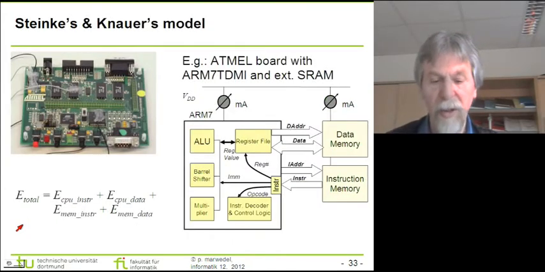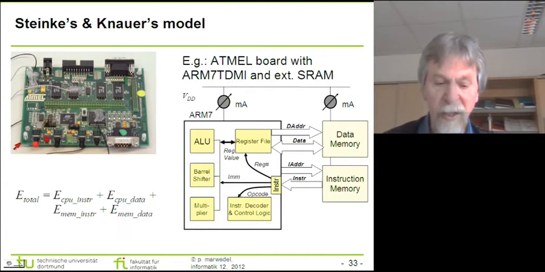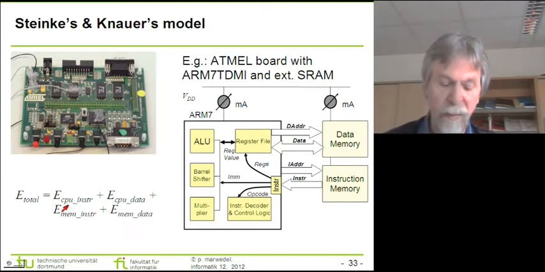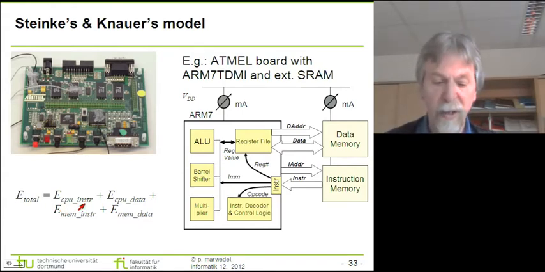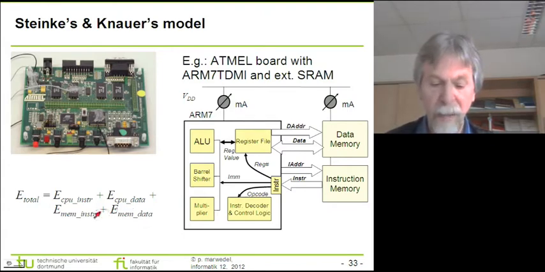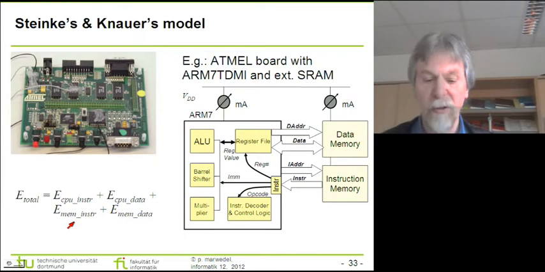So let me talk a little more in detail about the model that was proposed by Steinke and his co-workers. In this case, in our lab, we analyzed the energy consumption of a board that we had there in the lab, and the model that we used was the following. We assumed that the total energy consumption comprises an energy contribution resulting from the transformation of electrical energy into heat in the processor, and this resulting from the execution of instructions. And also in the processor we have a contribution resulting from the use of data, and we assume that there are also contributions in the memory.